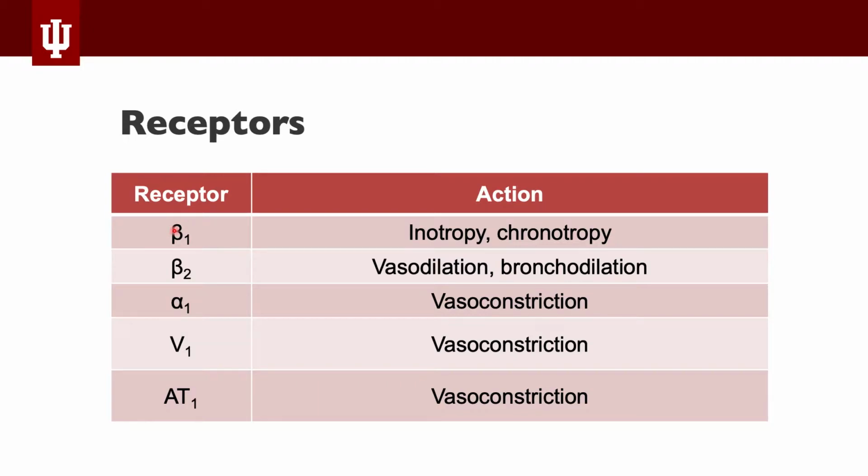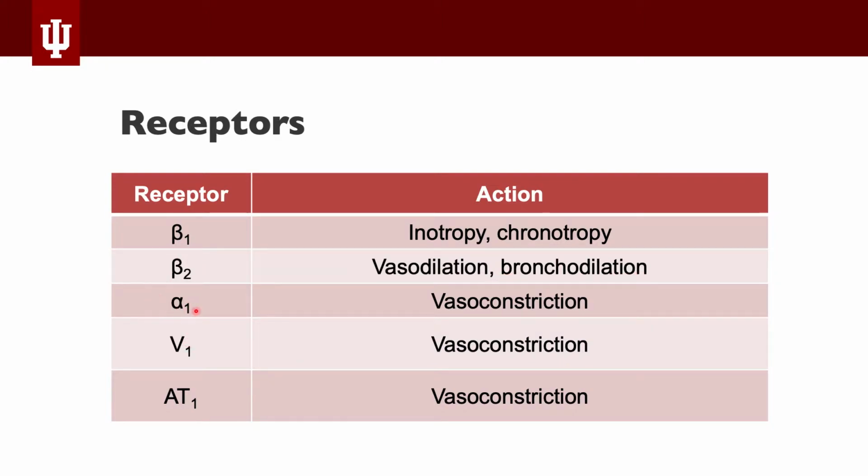Beta 1, mostly located in the heart, and when we activate beta 1, that causes either inotropy, so increased contraction of the heart, or chronotropy. So, of course, we're going to use this mostly in cardiogenic shock and cardiogenic states. The beta 2 receptors are going to be located in the arterioles, and they cause vasodilation. Note that they're also in the bronchioles, and so albuterol, which is an inhaled beta 2 agonist, will cause bronchodilation in states like asthma.